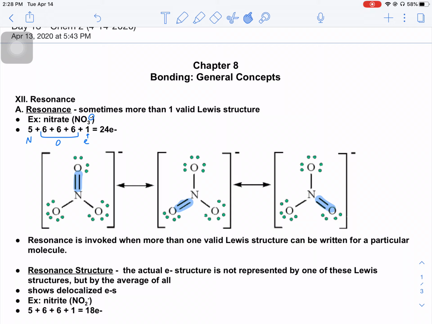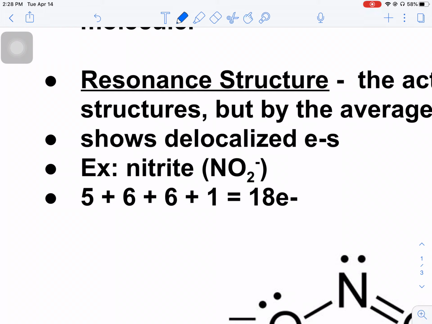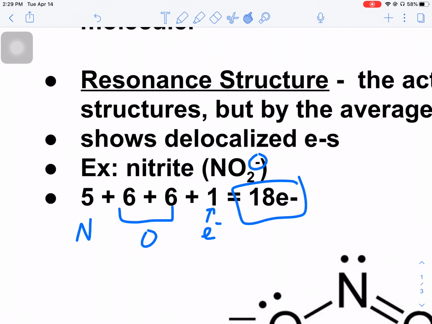Okay. All right, so let's do some other examples. We just did nitrate. How about we do nitrite? So nitrite has 1 less oxygen, but we'll be able to do the structure nonetheless. Nitrogen gets 5. Oxygen gets 6 valence electrons each. And you guys notice that there is 1 additional electron. And when you add them all up, you get to 18.